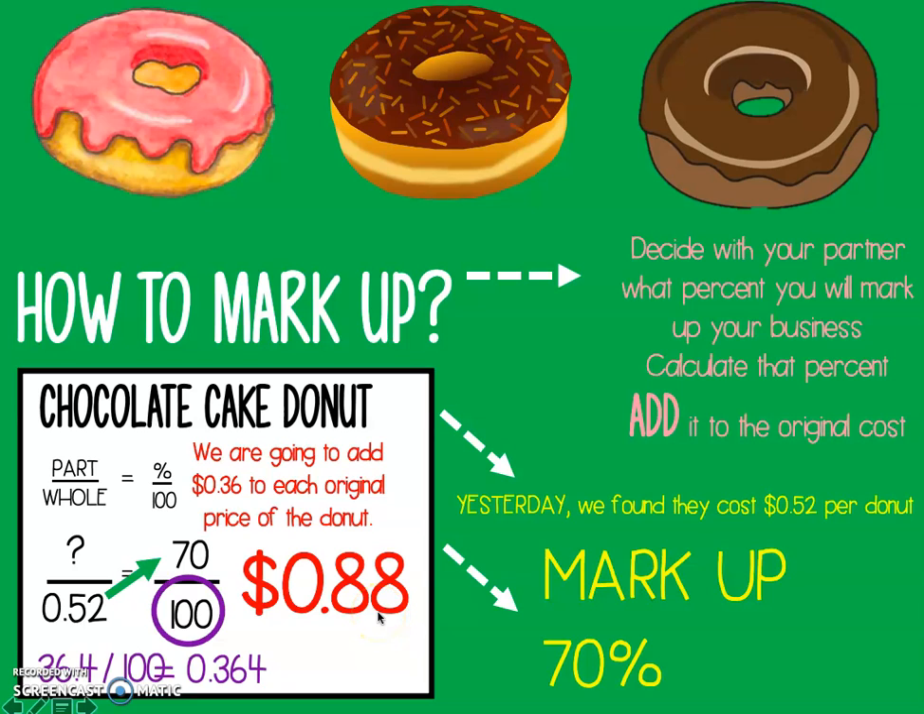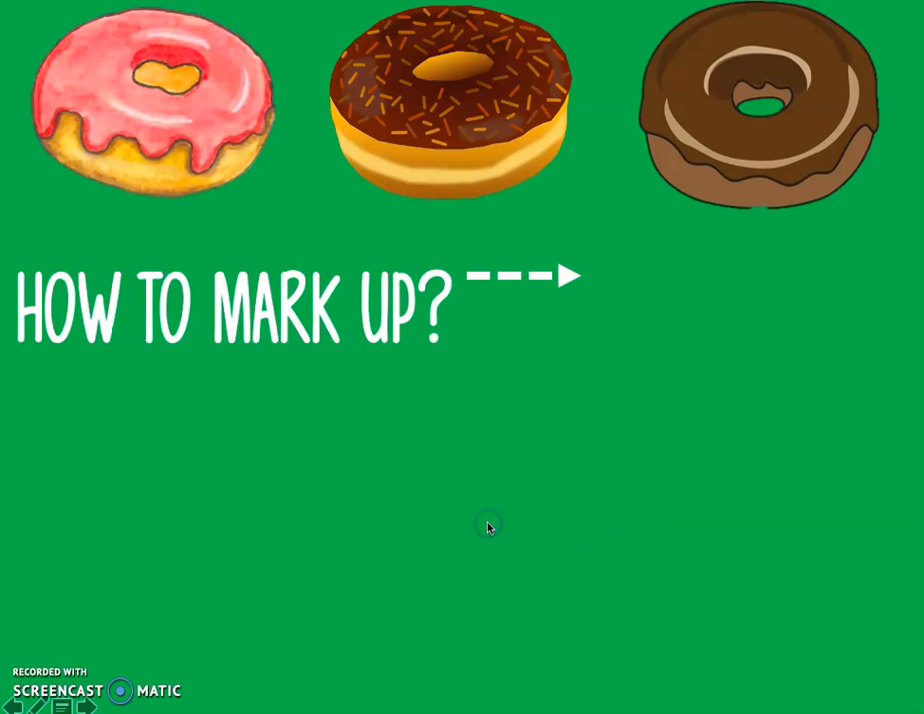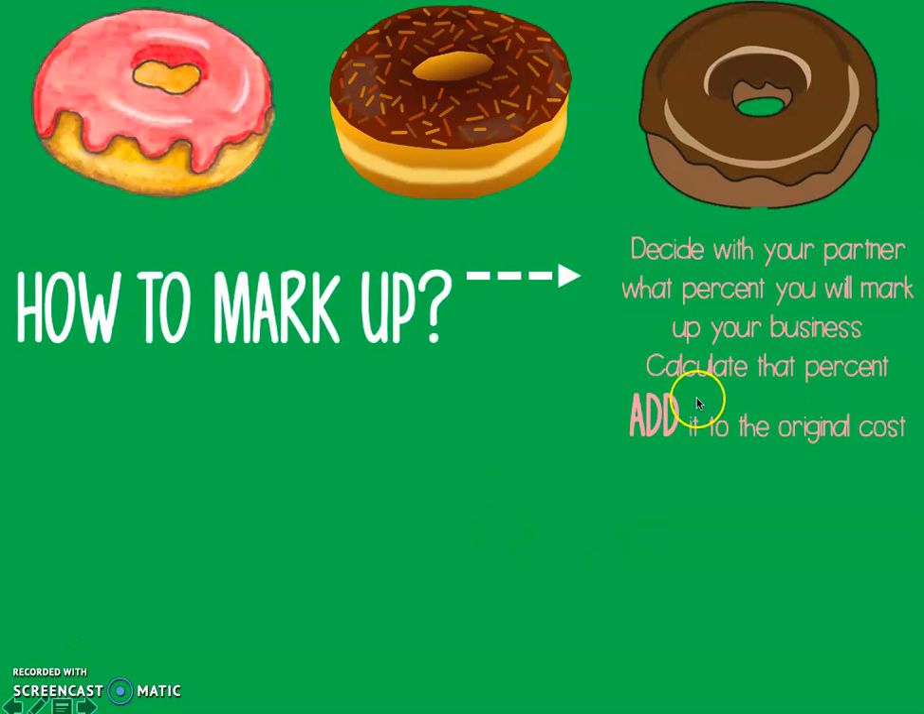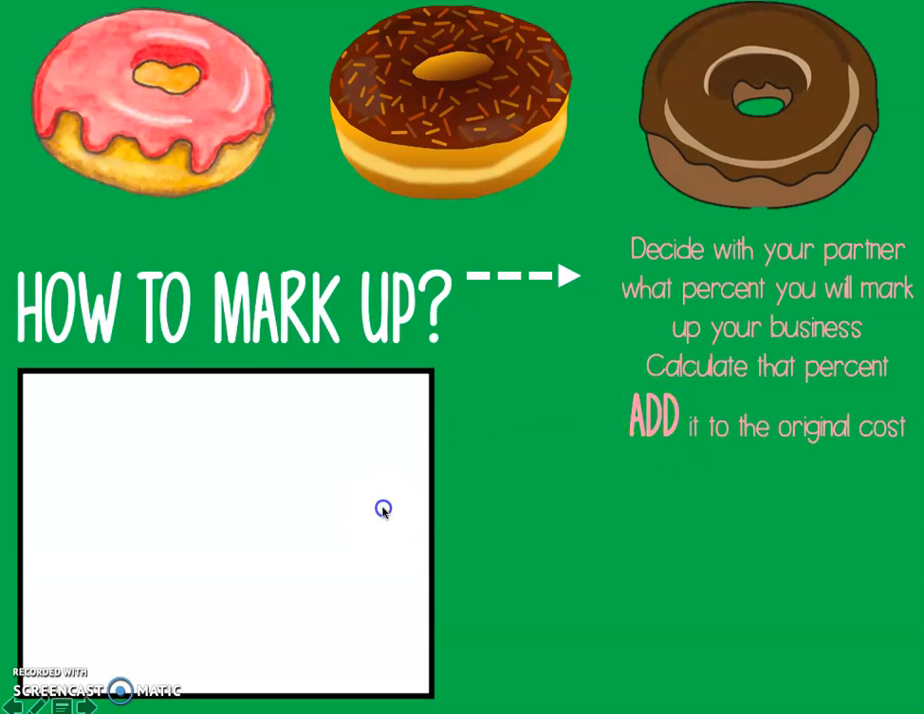The reason we're marking it up is so that we can pay for the cost of the donut and we can make a profit. So this is what we would put on our menu, that it costs 88 cents. Okay, so let's look at another example. Same thing. We're going to use that same percent and add it to the original cost of the donut. Okay, so let's say we picked the strawberry glazed.